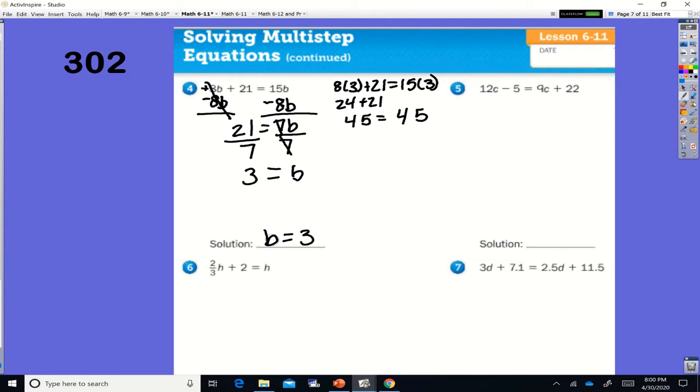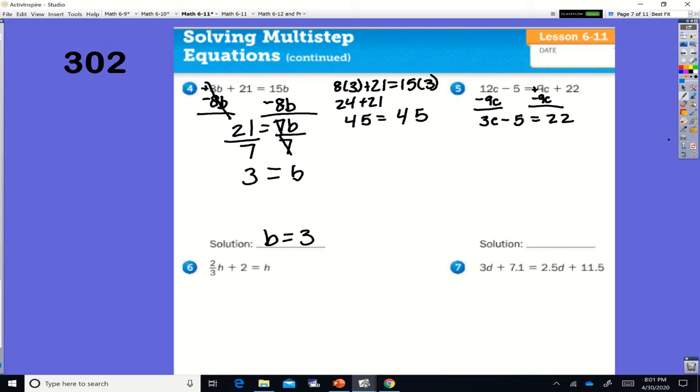Okay? Now the next one here, 12c minus 5 equals 9c plus 22. Do we have the distributive property? Combine like terms on this side, combine them on this side. Already done. Get the variable on one side. Well, we have them on 2 sides, so either I could subtract 12c or I can subtract 9c. I'm going to do 9c to keep my numbers positive. So remember, there's really a positive here, we just don't show that, so we're going to subtract. Whatever I do to one side, I must do to the other. So that gives me 3c minus 5 equals 22.